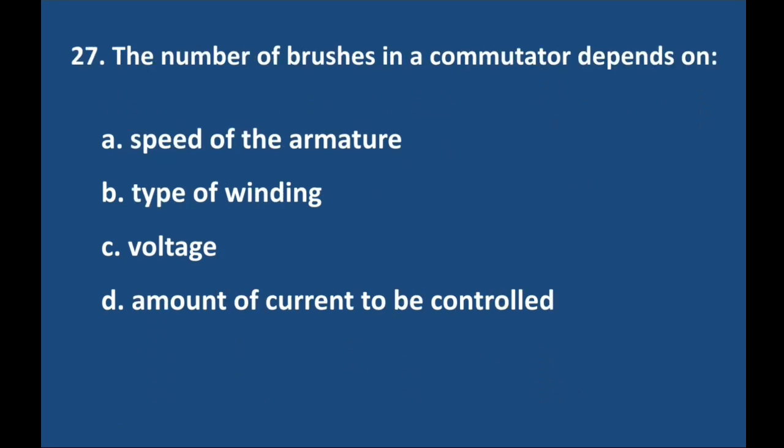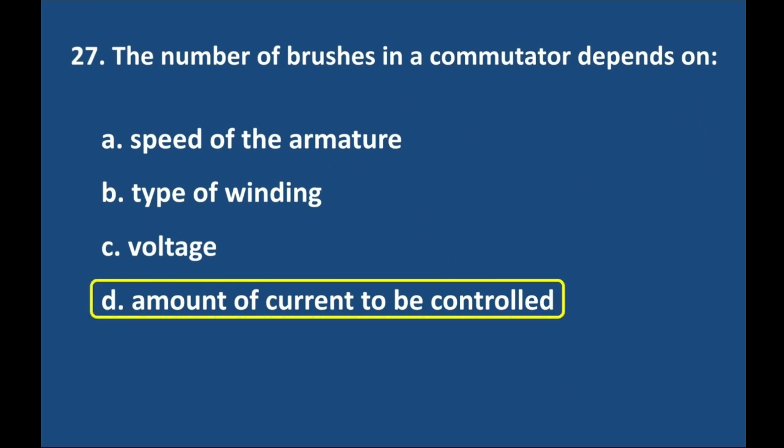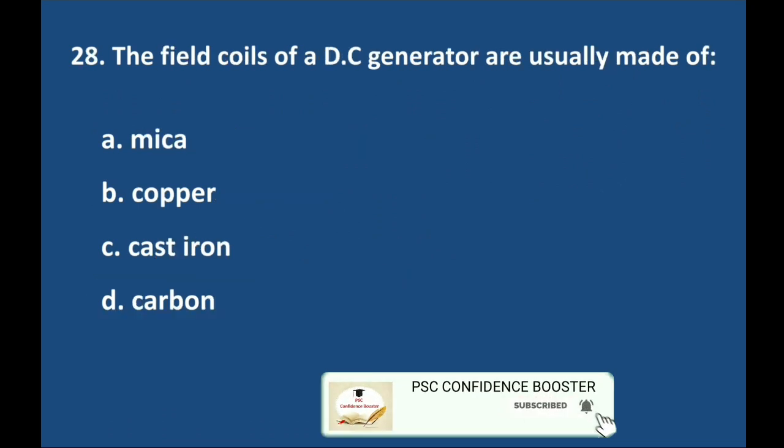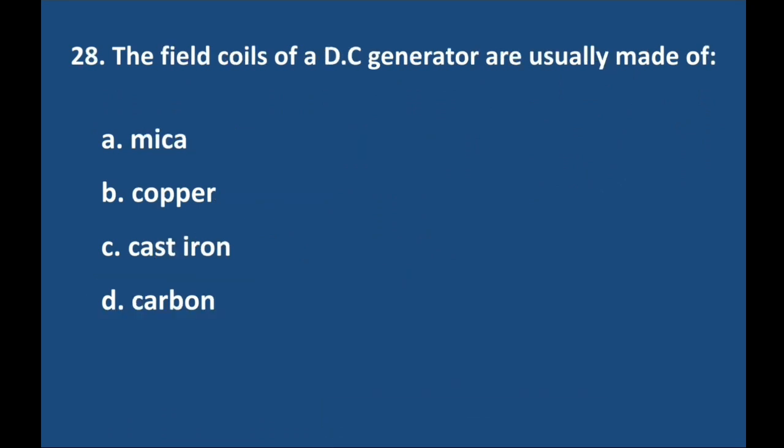Question number 27. The number of brushes in a commutator depends on. Answer is option D, amount of current to be controlled. Question number 28. The field coils of a DC generator are usually made of. Answer is option B, copper.